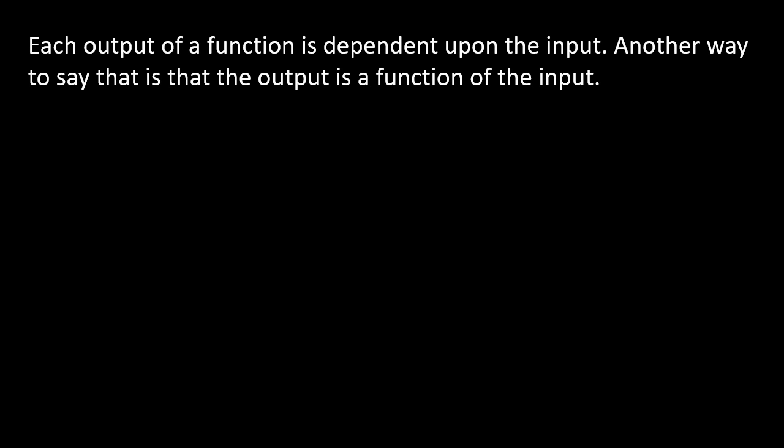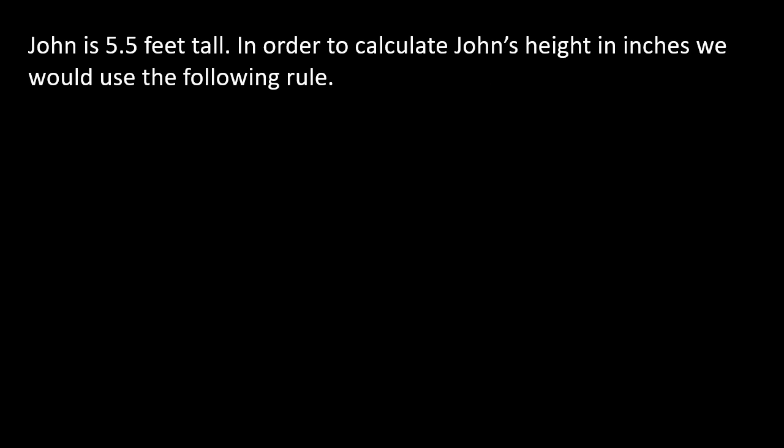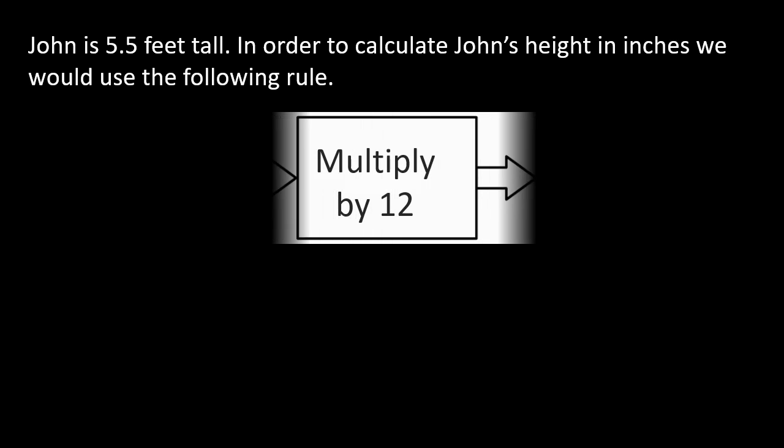Each output of a function is dependent upon the input. Another way to say that is the output is a function of the input. Let's take a look at how that works. John is 5.5 feet tall. In order to calculate John's height in inches, we would use the following rule.